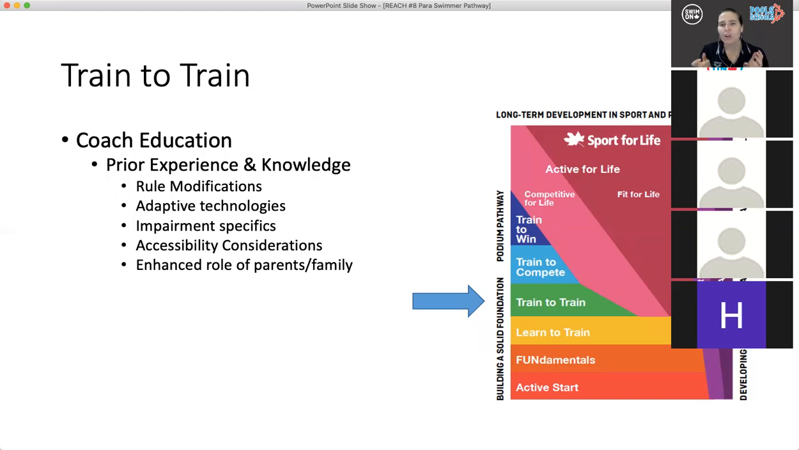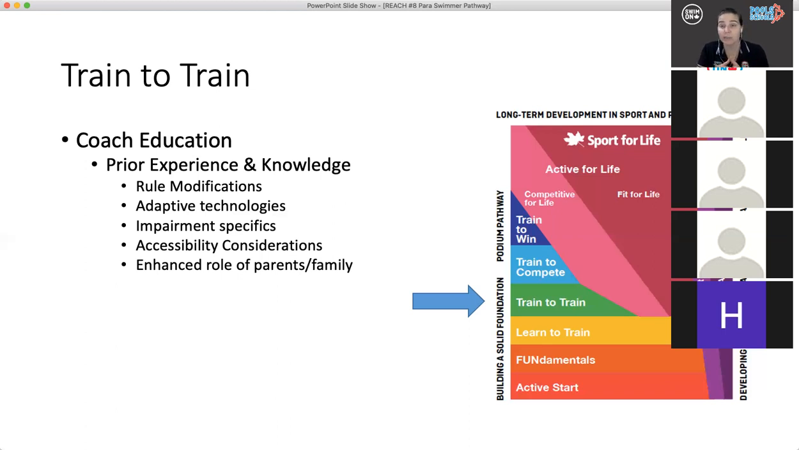So athletes identify that coaches who have prior experience working with paraswimmers and who have knowledge of paraswimming, the more educated that the coaches are, the better the experience for the athletes. So what kind of things do coaches need to be aware of? Well, there's the rule modifications, like those codes of exemption. There are adaptive technologies, impairment specifics. Some impairments are going to affect the way that you teach someone to swim or improve their swimming differently. And what are those and what does that look like?